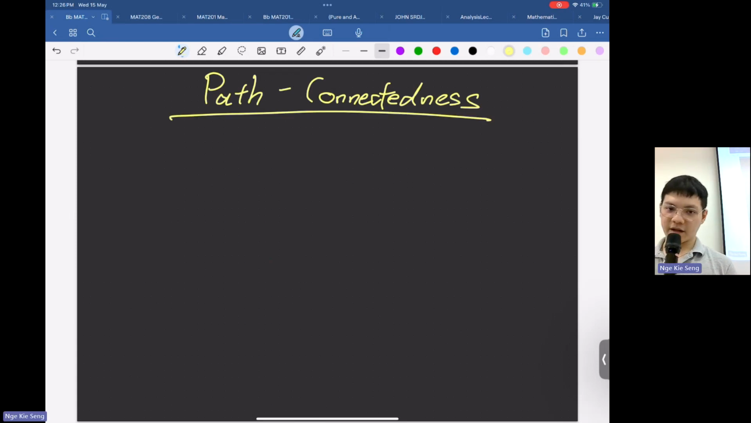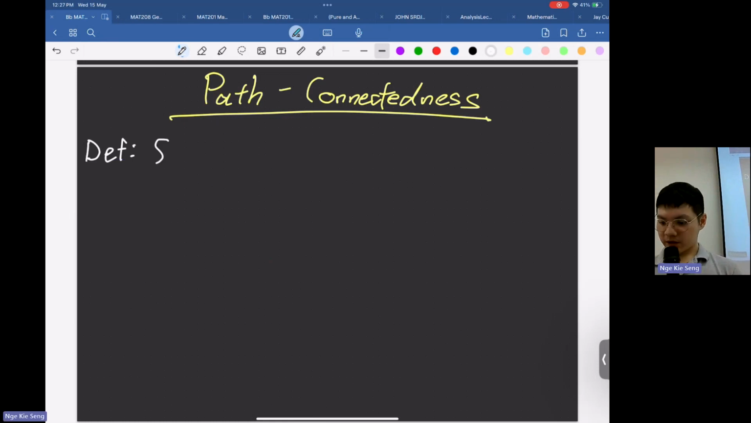Okay, so what is path connectedness here? Just previously we talked about connected using open sets. Now, for path connected, we need to introduce a path. So what is a path? We need to define path first.